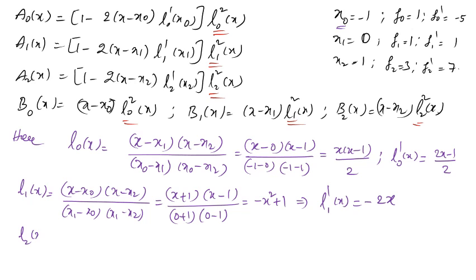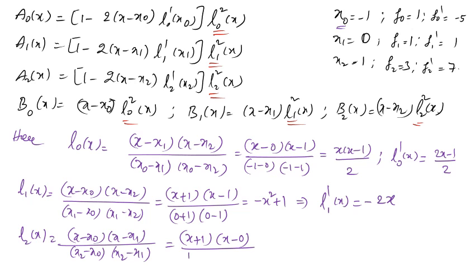Next one, L2 of x. This is (x minus x0)(x minus x1) by (x2 minus x0)(x2 minus x1). So (x minus x0)(x minus x1) by, this value is 1 plus 1, 1 minus 0. So this value is x into (x plus 1) by 2. And this L2 dash of x is what? It is (2x plus 1) by 2.